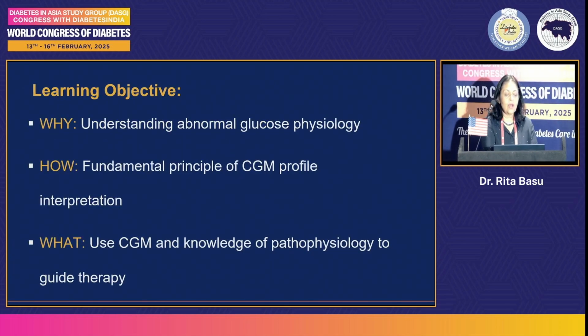Okay, so I have learning objectives: why, how, what. I always ask these questions because I am a researcher, a scientist, and I ask why. You have to understand the abnormal glucose physiology to use the fundamental principles of CGM profile interpretation. How would you do it? You use the CGM and knowledge of pathophysiology to guide your therapy.